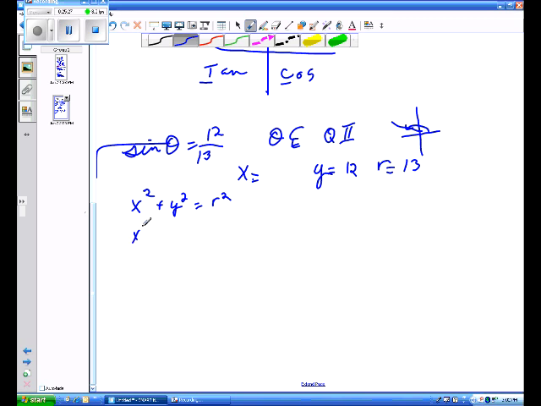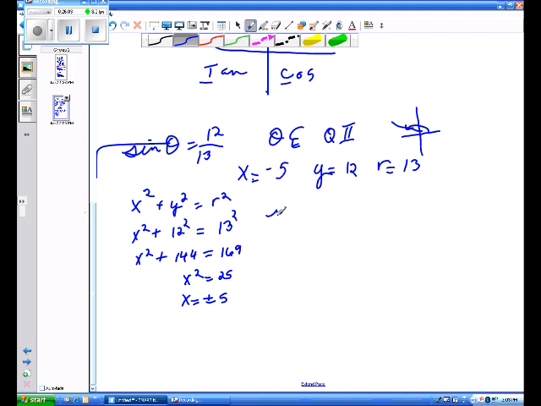So we don't know x. y is 12 and r is 13 squared. So we have x squared plus 144 equals 169. Then subtracting, we get x squared equals 25. Taking the square root of both sides, we get plus or minus 5. So we have to decide, is it the plus or minus? Well, we're in the second quadrant, so we know that x has to be negative. So x is negative 5.